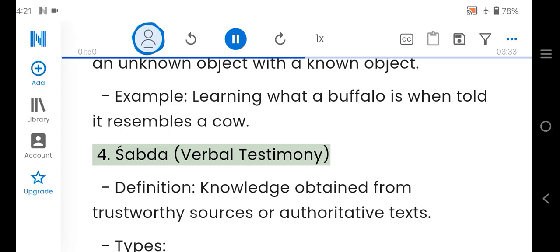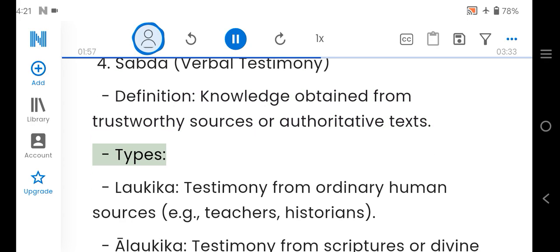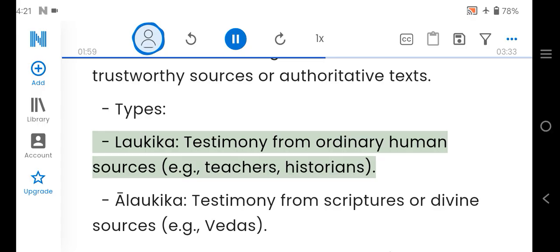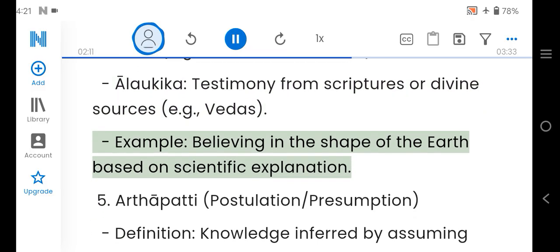4. Sabda, verbal testimony. Definition: knowledge obtained from trustworthy sources or authoritative texts. Types: Laukika, testimony from ordinary human sources, e.g., teachers, historians. Alaukika, testimony from scriptures or divine sources, e.g., Vedas. Example: believing in the shape of the earth based on scientific explanation.